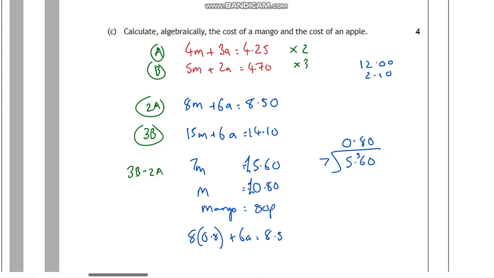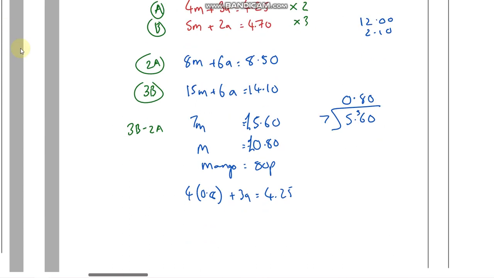Probably actually, you know what? No, I'll make my life even easier than that. Rather than do that equation, I'll do one of the first equations. So I'll do 4 times 0.8 plus 3 apples is 425. So that's going to be £3.20 plus 3a is 425. So take off 3.20 from both sides.